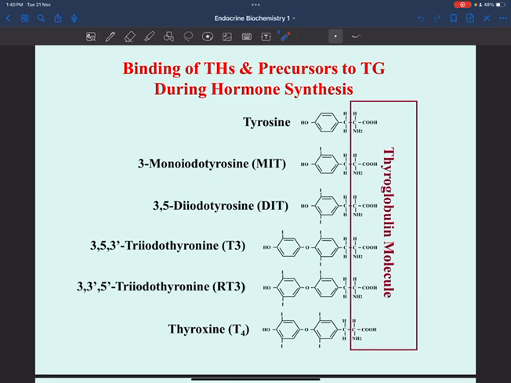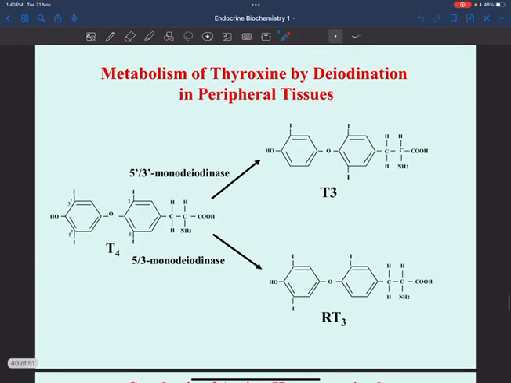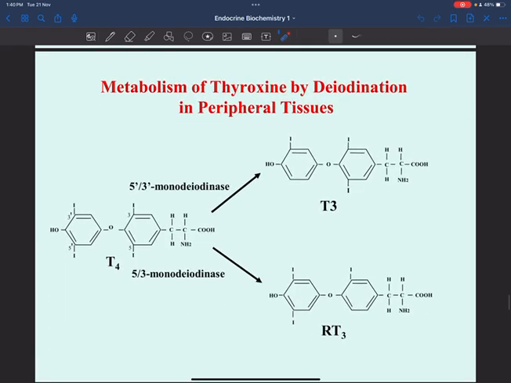So what's going to happen inside the target cell that the thyroxine hormone or thyroid hormone goes to? If it's T4, it's going to go through a de-iodination process, for example by either 5' or 3' mono-deiodinase enzyme that removes one of the iodines in order to have T3 or RT3 form, which are potent thyroid hormones.